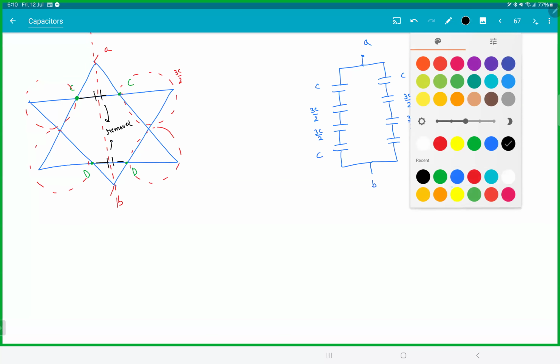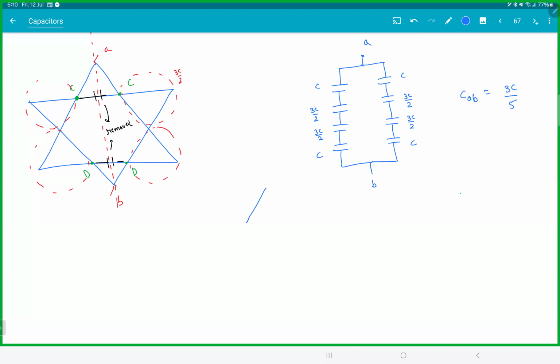Actually, now when you fold them, you'll clearly see, when you fold them, you know what you will see? The capacitor will be like this, hanging in air. There is no terminal on the right hand side. That means no charge will go through that. So you can remove this middle ones.